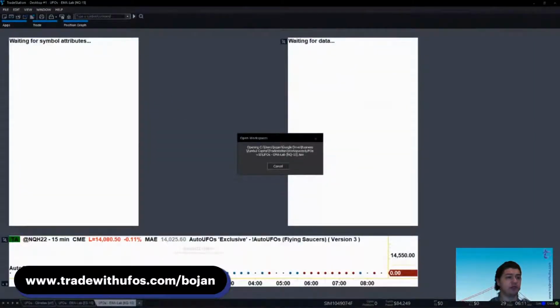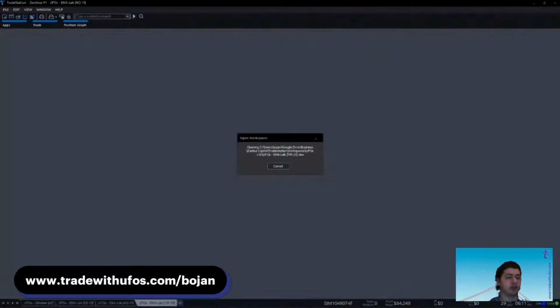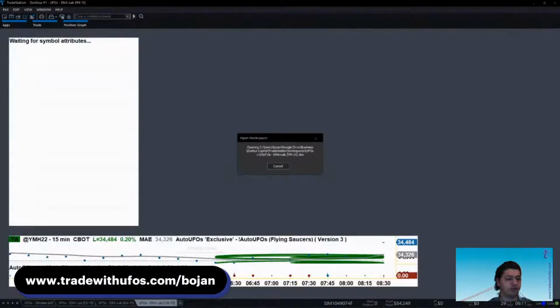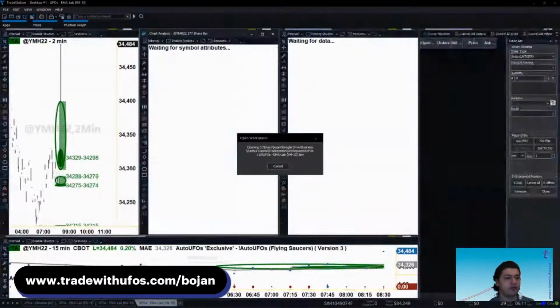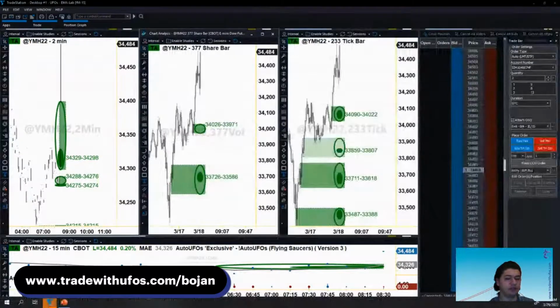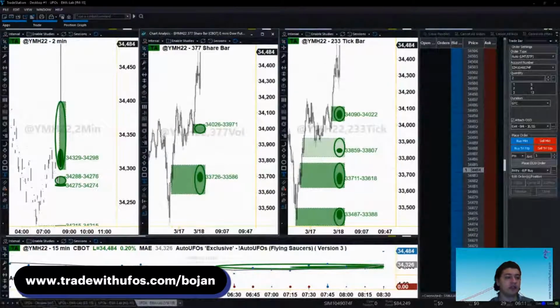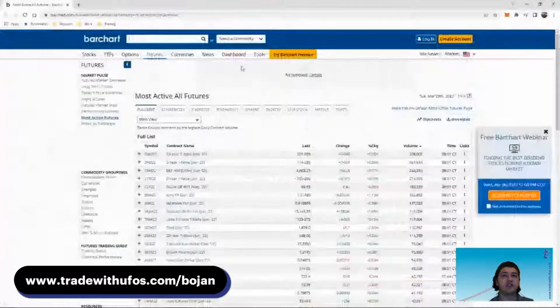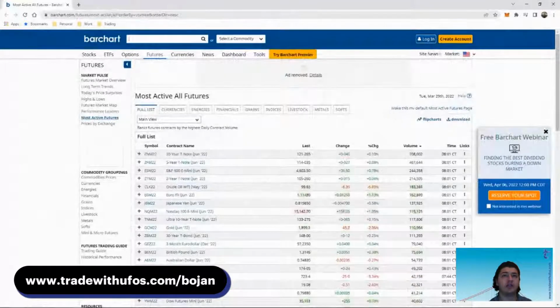Very simple. You can go to the following link here, and I'm going to actually post it in the chat as well, so that way you have it too. This is one easy way to check. You just go to barchart.com, futures, and then you go to most active, all futures.